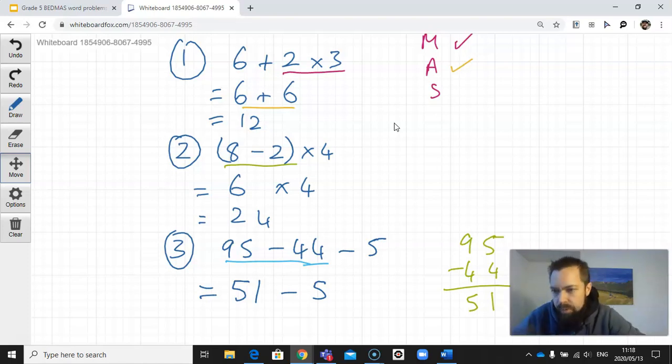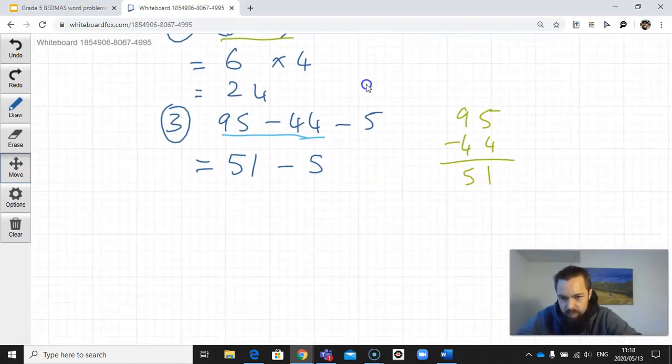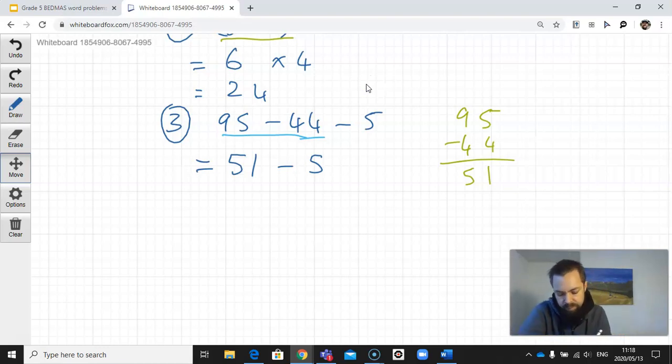If I then want to move up, well, I've got to do 51 minus 5. I can do that in my head, but if we needed to practice, then we can go 51 minus 5. 1 minus 5 we can't do, so we borrow. 11 minus 5 is 6. 4 minus nothing is 4. And so my final answer is 46.